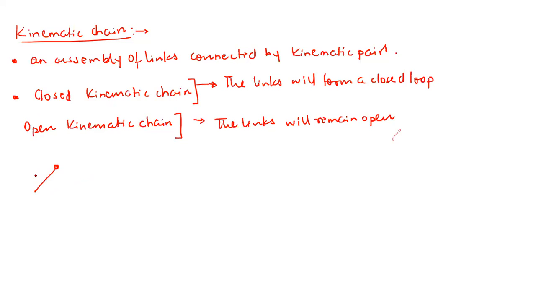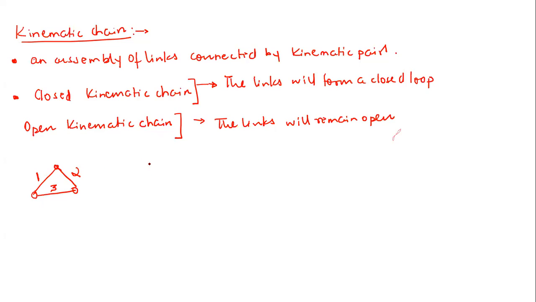So let's say this is my link 1, right? Now again, there is a kinematic pair at this point. Then again, link 1 and 2 are connected through this kinematic pair. And finally, there will be one more link, that is link 3. So the minimum number of links which you need to form a closed kinematic chain is 3, correct?